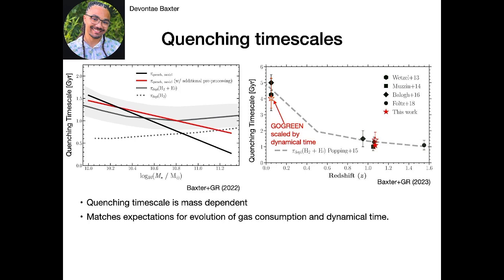But if you try and interpret this and you use models of gas consumption from Gergel-Popping's work, then what you find is that this mass dependence of the quenching time scale is very similar to what you'd expect from just gas consumption. So starvation, which is what Benedetta said was one of the important mechanisms. We've all known this for a while. If you then ask how this evolves with time, you find that the quenching time scale evolves down to lower redshift exactly as you'd expect for that gas consumption over time. And if you just take the quenching time scales from GOGREEN and evolve them by the dynamical time scale, they also match perfectly these expectations.